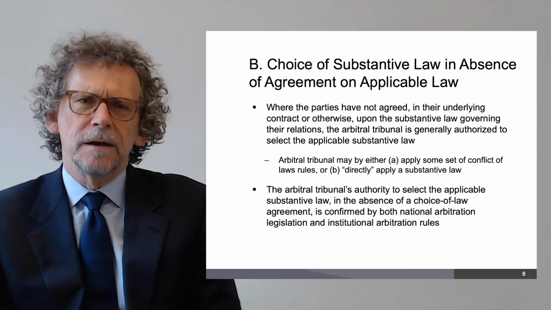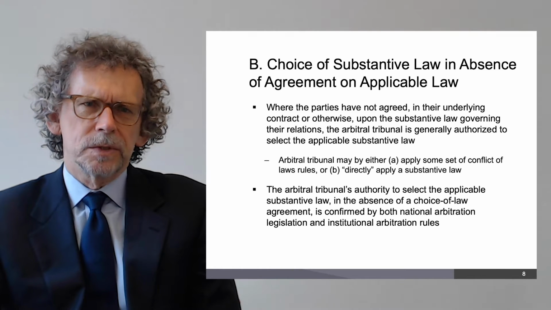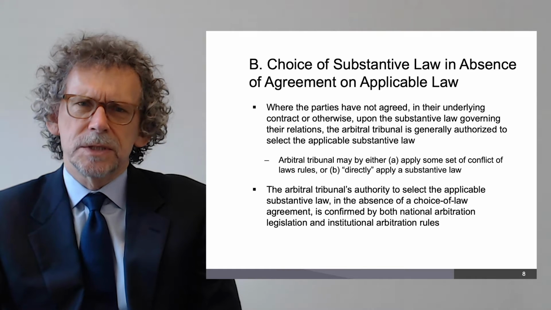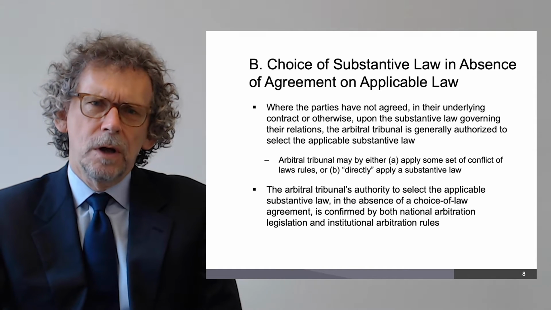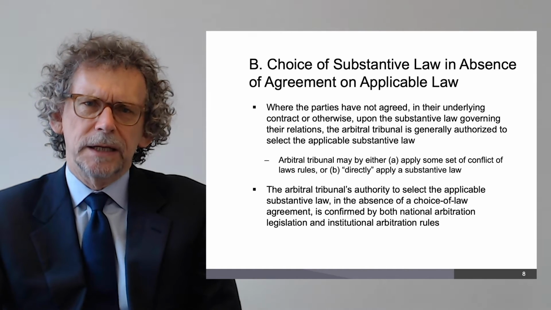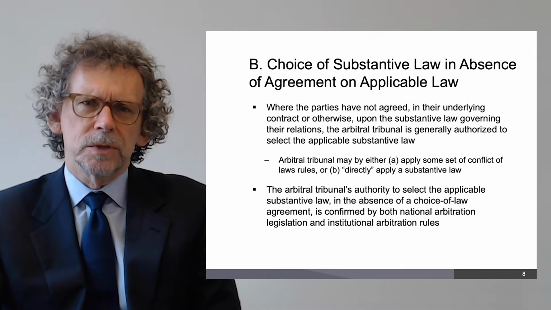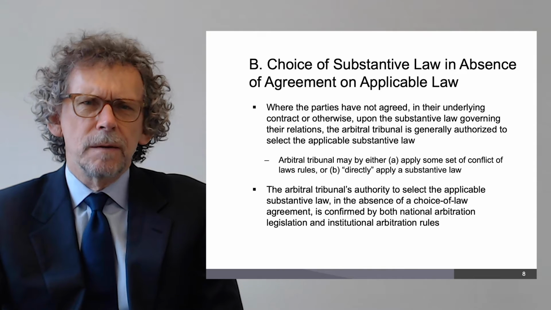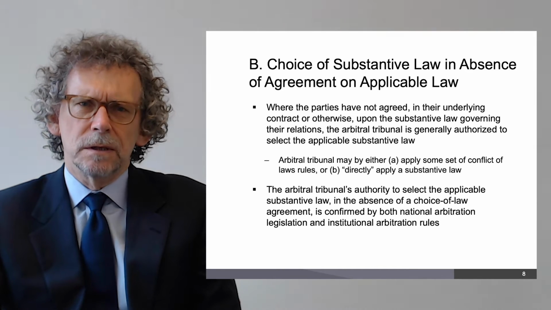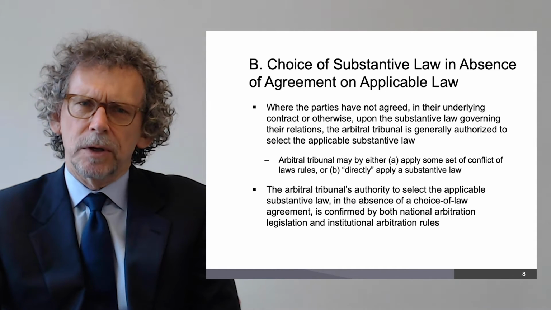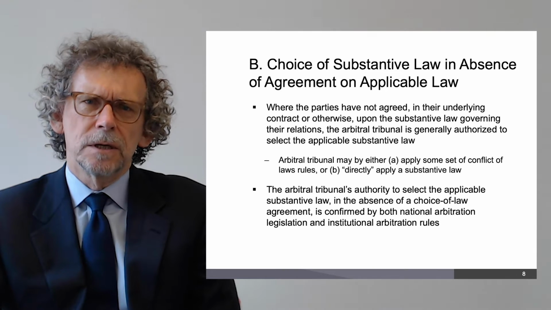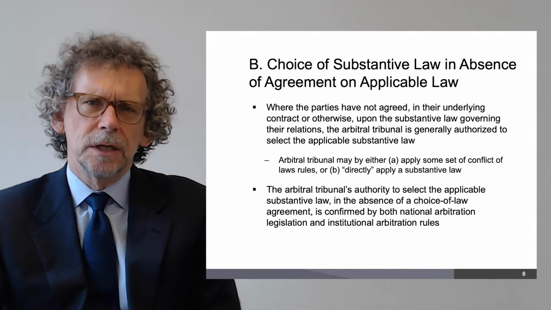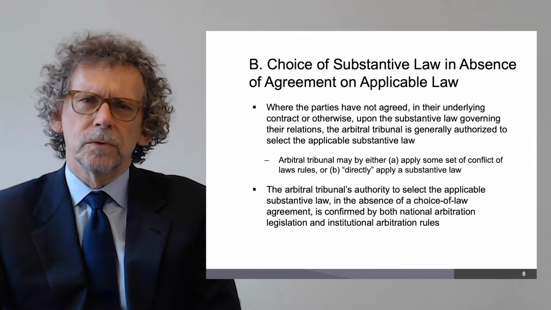When the parties have not agreed on the applicable substantive law, an arbitral tribunal may either apply some set of choice of law rules or alternatively directly choose the applicable substantive law without any choice of law analysis. The arbitral tribunal's freedom, its authority to choose the applicable law in these circumstances, is recognized both by national arbitration legislation and institutional arbitration rules.